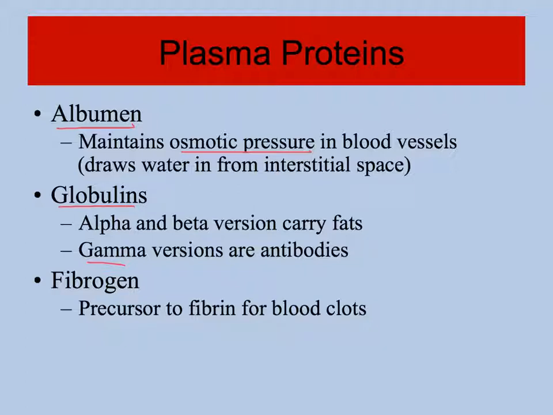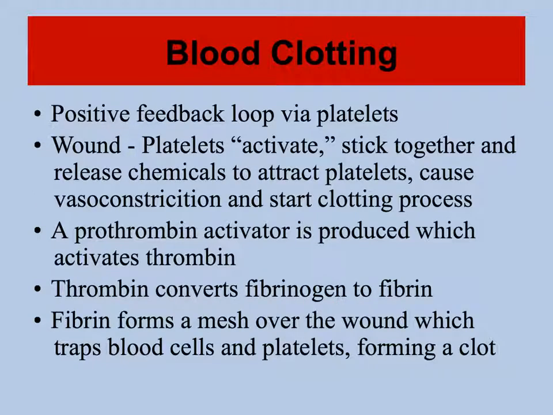If you've ever traveled overseas, you might have had to get a shot of a particular gamma globulin to kind of gear up your immune system if you're going to a country where there were some diseases that you might be concerned about catching. Then the last protein is fibrinogen, and this is actually a precursor to fibrin, which is a very important protein in blood clots. So let's talk about blood clots.